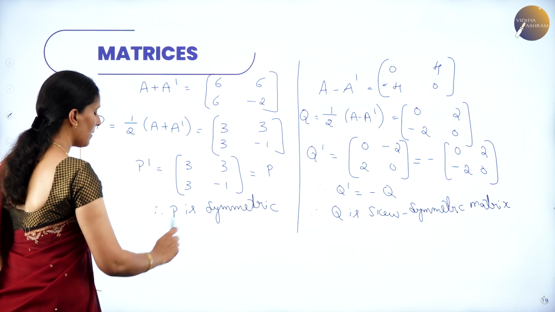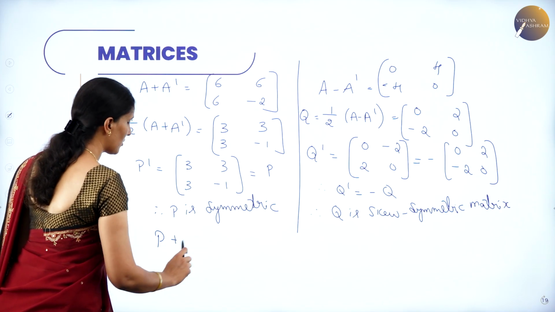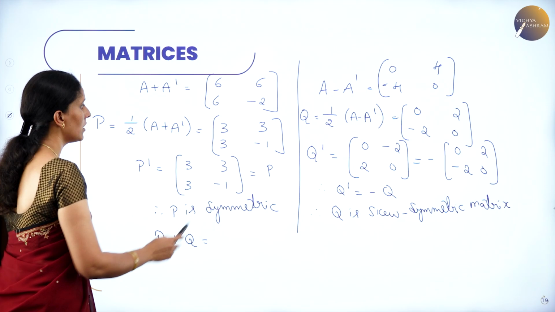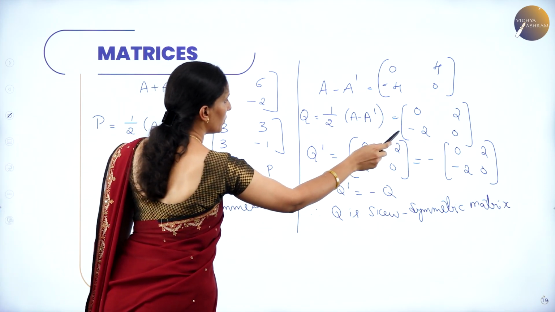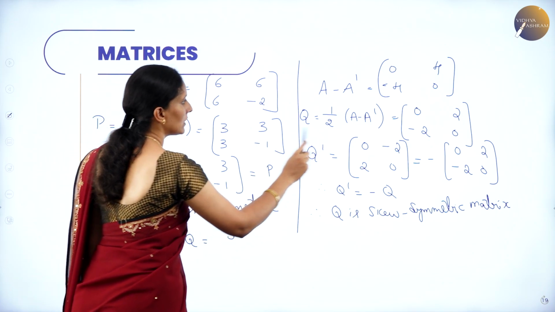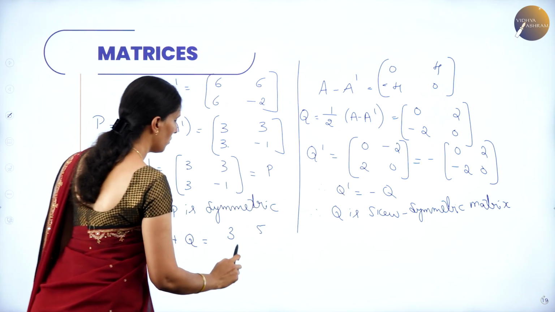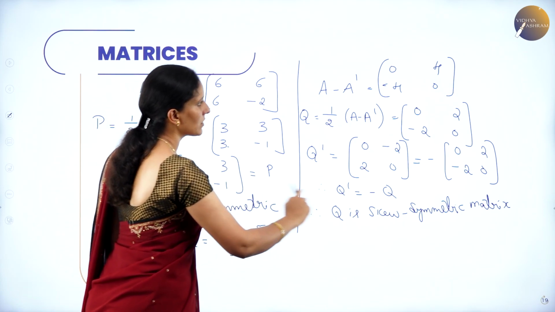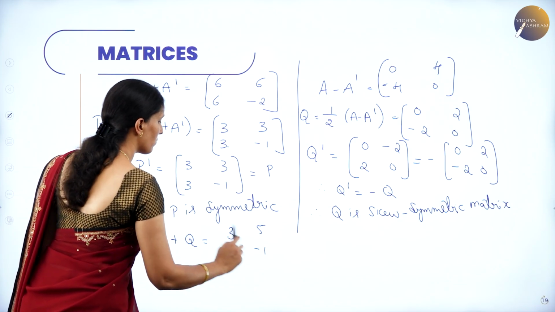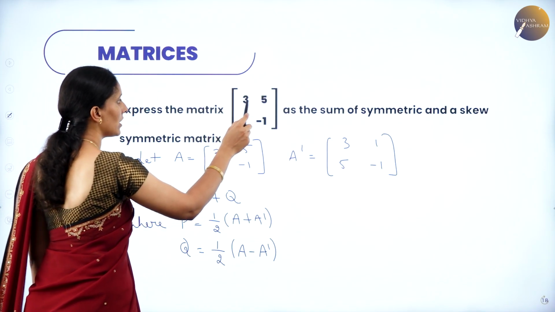So now let's add P plus Q. P is actually symmetric and Q is actually skew symmetric. Let me add P and Q here. So P is this and Q is this. So 3 plus 0, 3, 3 plus 2, 5, 3 plus 2, 5 and minus 1 and Q is 0, minus 1. What is this actually? The matrix A, which is 3, 5.